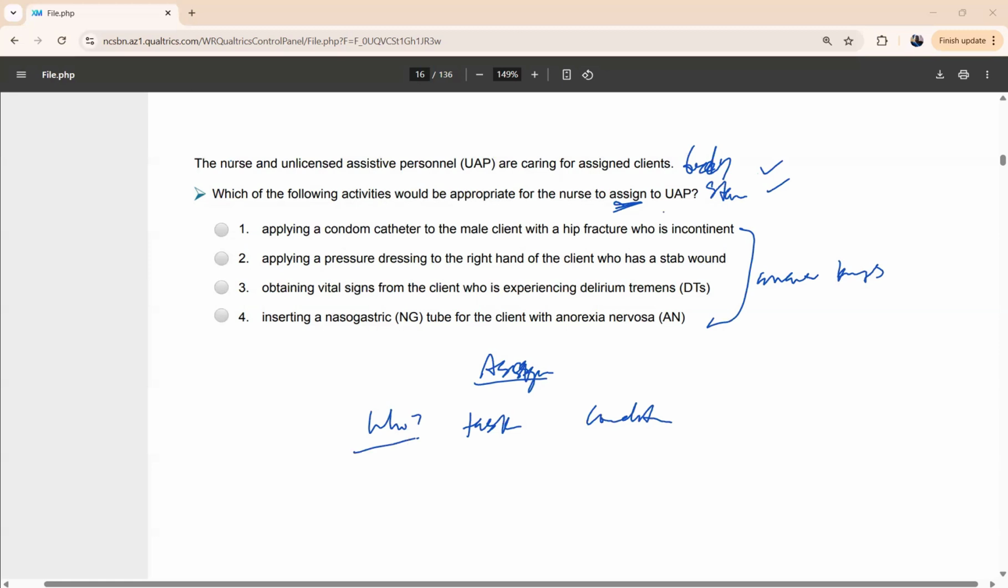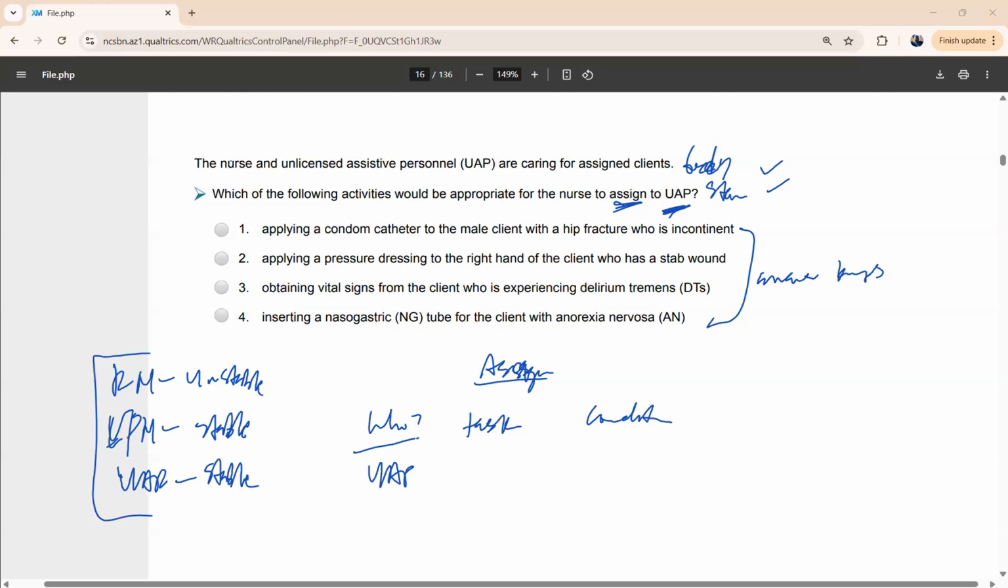So the who is the UAP. Now, there's one thing you need to know. You need to know this table. RN stable, LPN stable, and then UAP stable. So this is the table you need to follow. Since I know the who right here, which is UAP, then I expect the task to be stable.